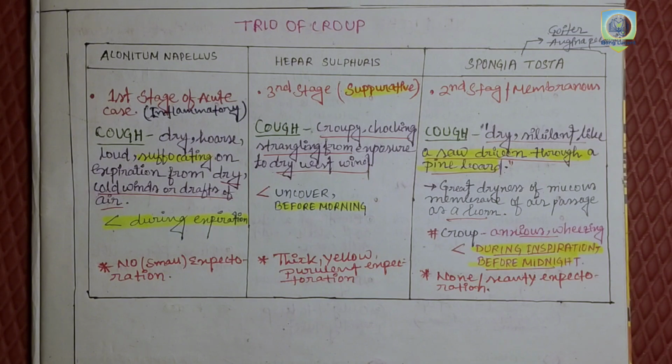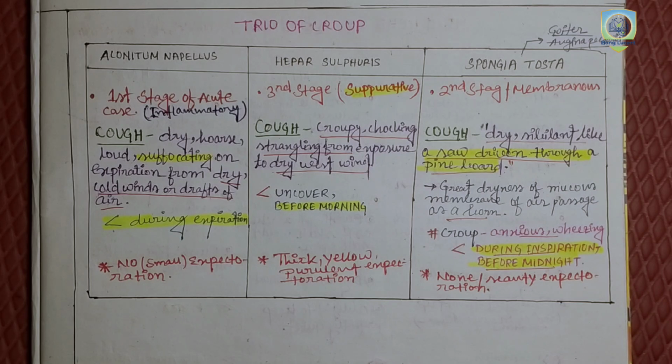Today we are going to learn the most important questions or topics, the trio of group remedy, especially in university exams or viva, where you can get these questions very frequently. Especially in the CBDC batch, it's more frequent. Okay, so let's see the trio of group.